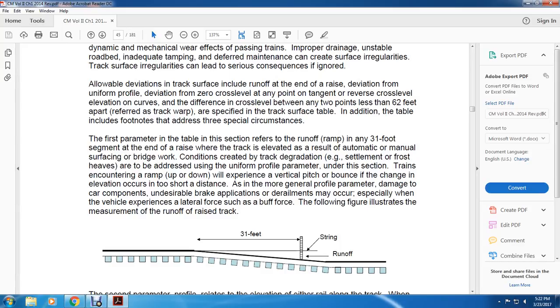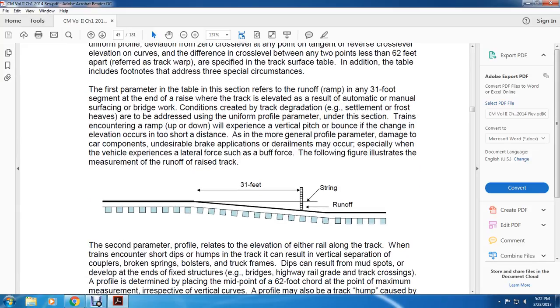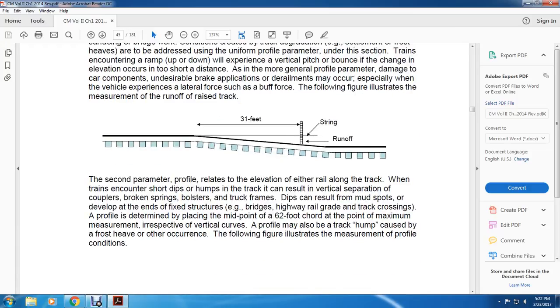The following figure illustrates the measurement of the runoff of a raised track. Alright, this shows what's called the ramp track. The runoff is measured in a string of 31 feet, and it's too quick of a graduation of elevation.